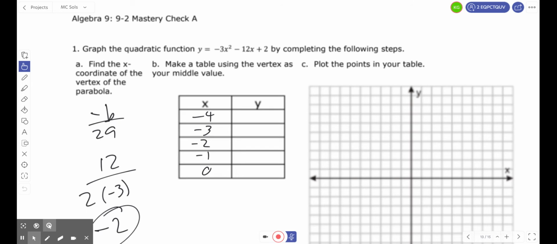And then we plug those values into our original equation. So we're going to take these x values and put them into the original equation. And what we get is 2, 11, 14, 11, and 2.